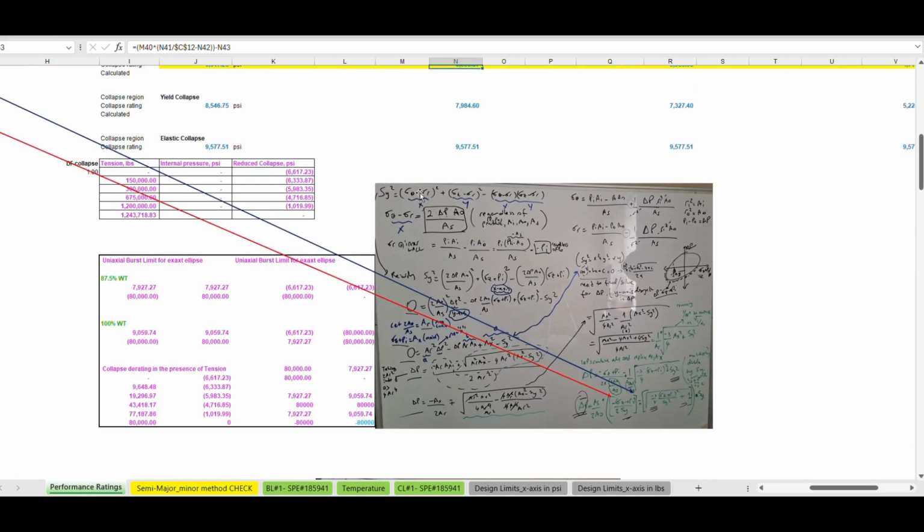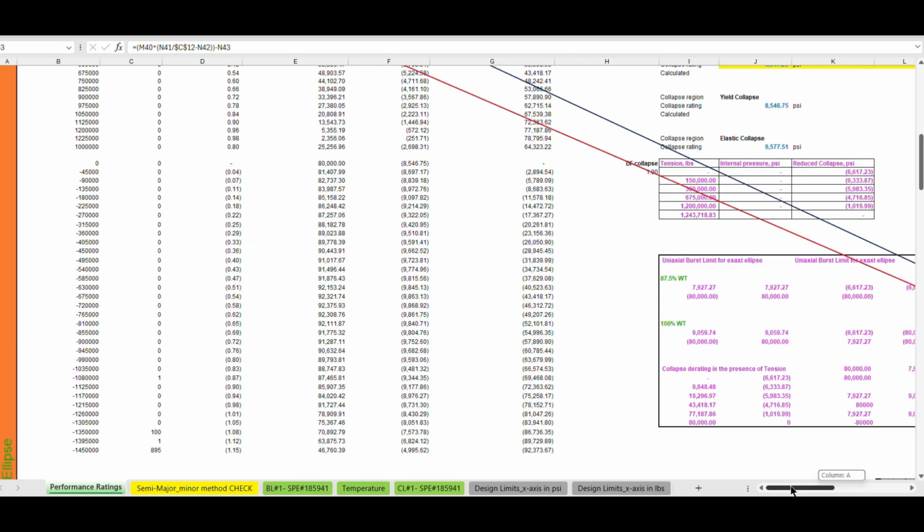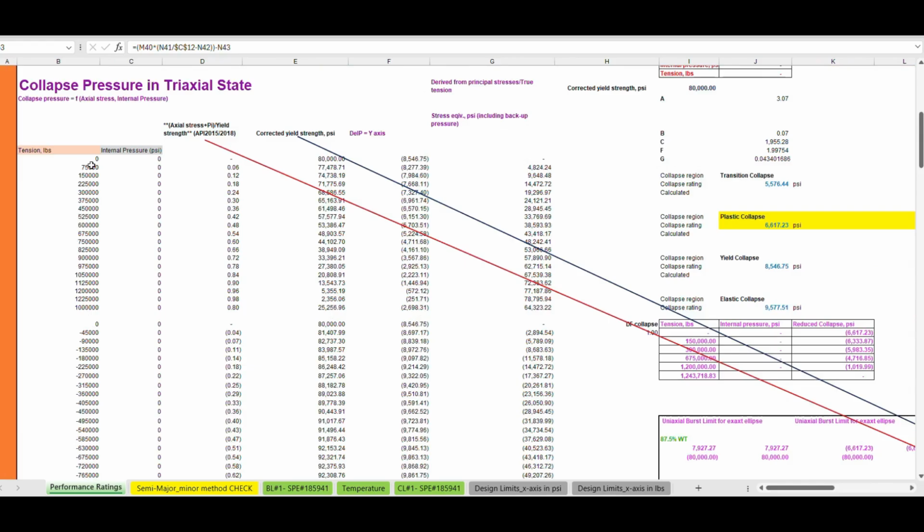So how we have derived this: basically we put the von Mises yield criterion into this form, and from this form onwards we inserted the principal stresses, and then we solve for delta P using the quadratic equation solution. You can see it in this format. So with the reference of tension and the backup pressure, or in this case internal pressure, we have calculated some delta P or collapse pressures at these reference points.